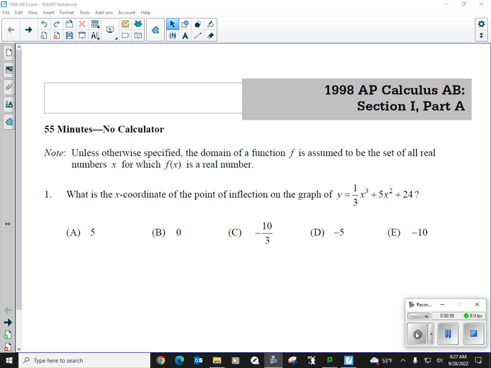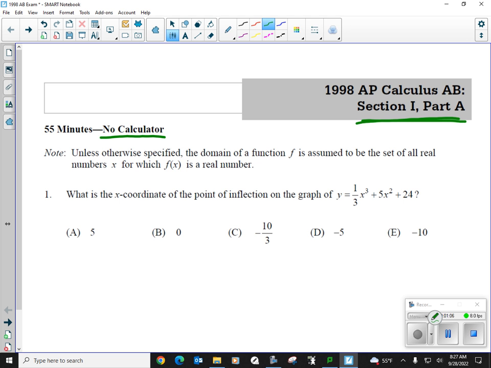I'm going to do problems 1 through 10. Again, no calculator for this section. This is section 1, part A, no calculator. All right, let's do this, and let's get going.